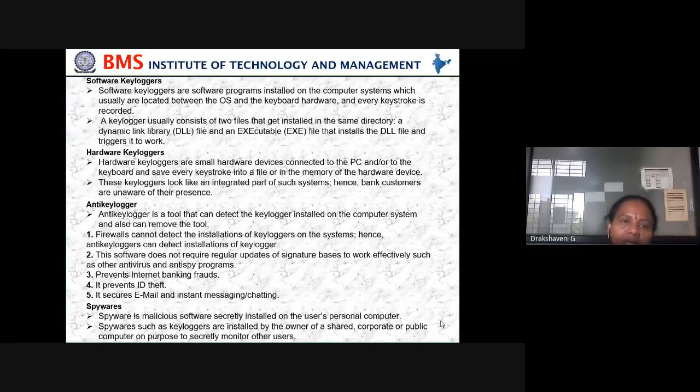Hardware keyloggers are small hardware devices connected to the PC and or to the keyboard and save every keystroke into a file or in the memory of the hardware device. These keyloggers look like an integrated part of such a system. Hence, bank customers are unaware of their presence.